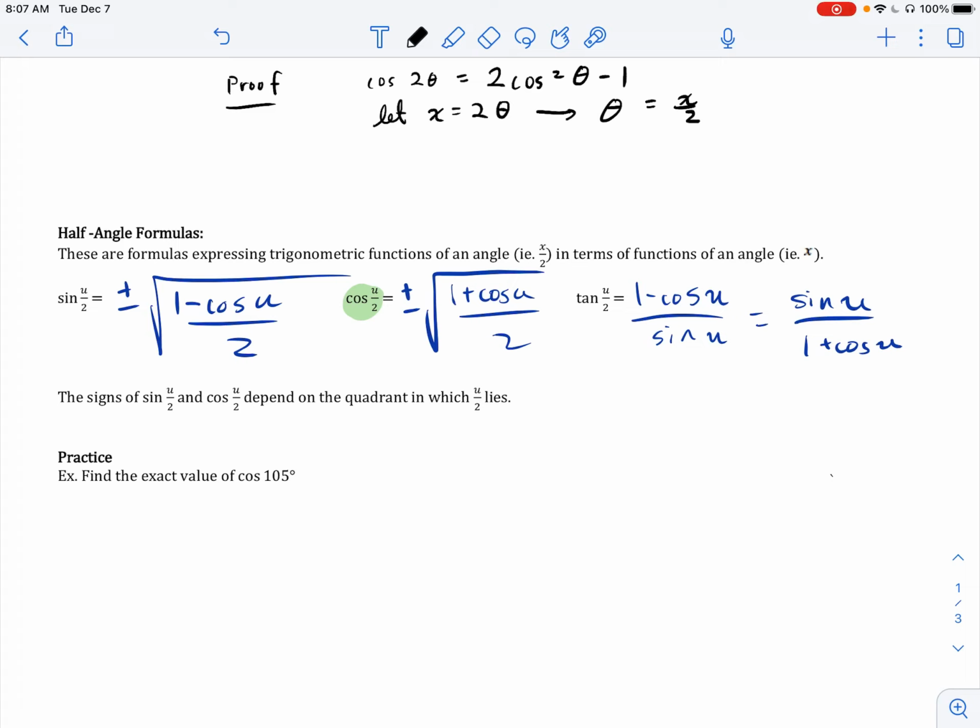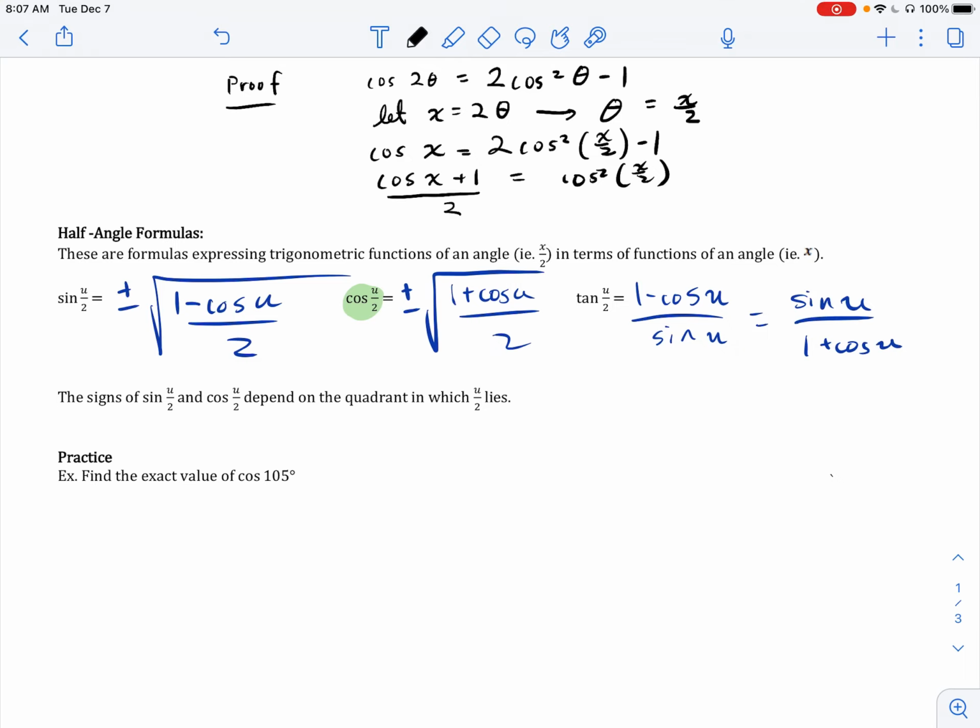If I replace 2 theta with x, I can say cosine of 2 theta is equivalent to cosine of x. And over here on the right side, I want to make another substitution. I'm going to say 2 cosine squared, and instead of theta, I'm going to write x over 2, minus 1. At this point, it's just a matter of doing some inverse operations. We're going to write this as cosine of x plus 1 is equal to 2 cosine squared x over 2. Then we're going to divide everything by 2.